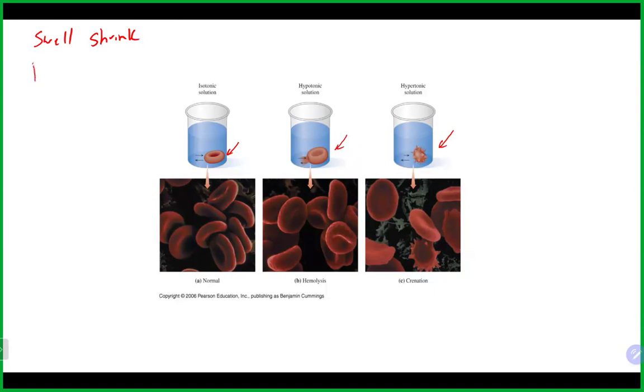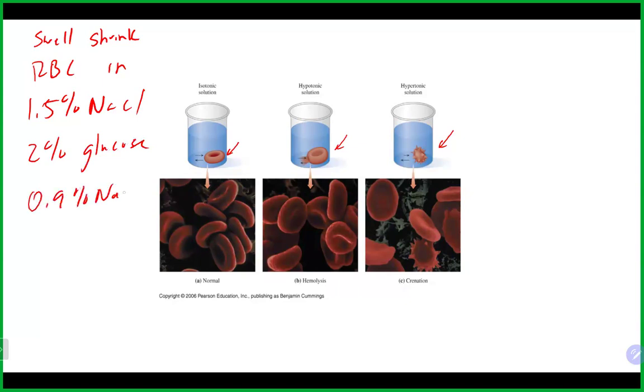If I put a red blood cell in the following solutions, let's throw it in a 1.5% sodium chloride solution, a 2% glucose solution. Let's do a 0.9% sodium chloride solution. Let's do some pure water. All right, so for each of these cases, decide: will it shrink, will it swell, will it go through crenation?